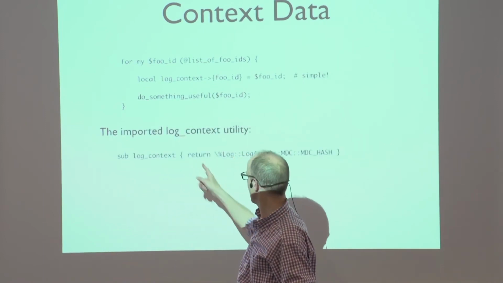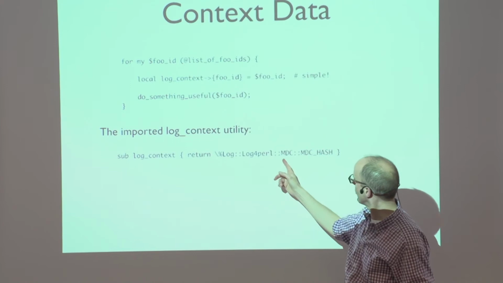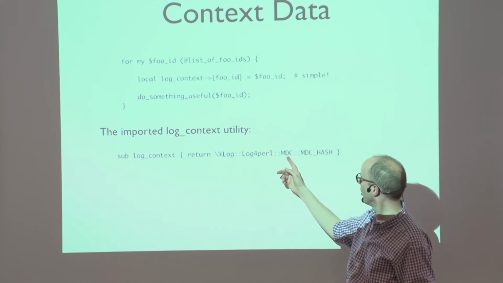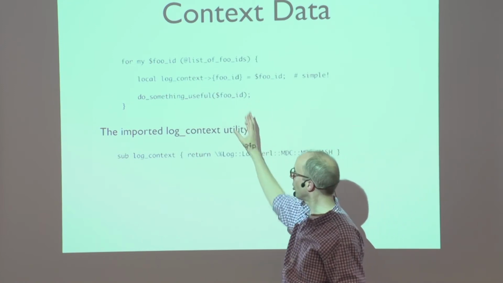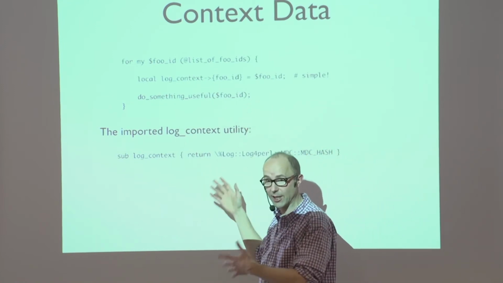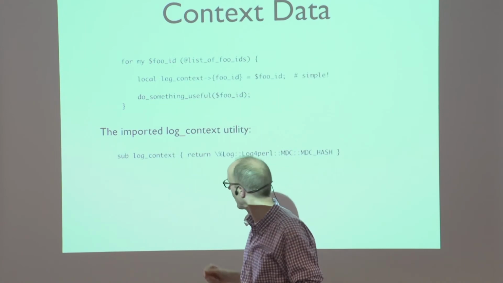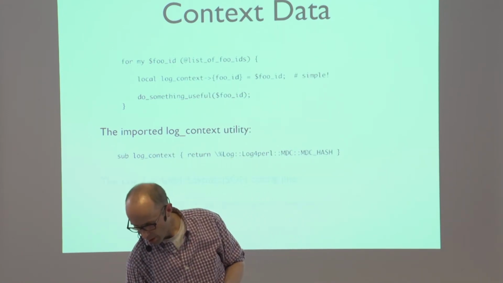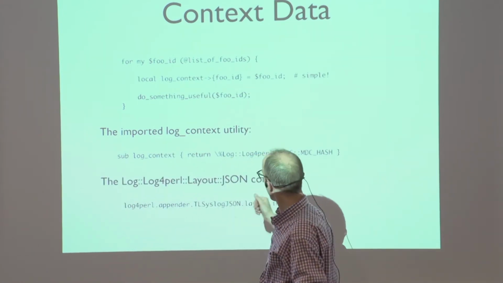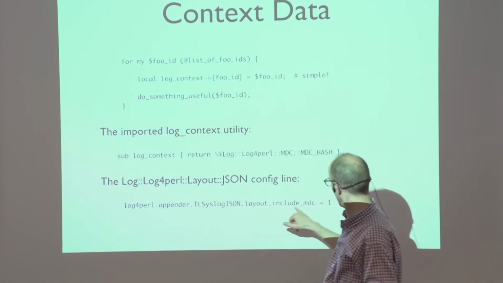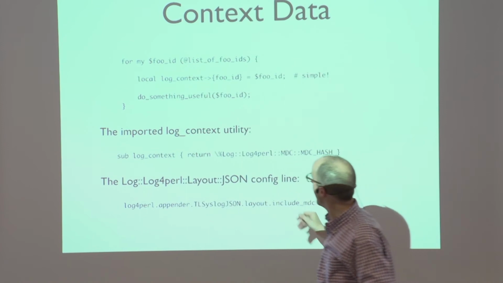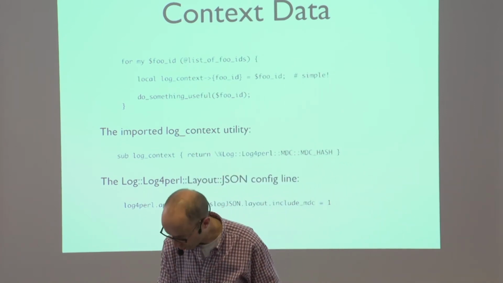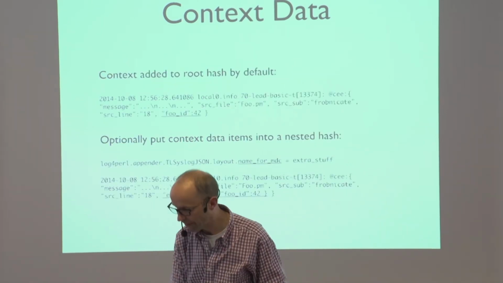Log context is not terribly complicated either. We use this thing, part of log4Perl, called MDC, which is just a hash. If you use some other logging system, you can do the same kind of thing. It's basically a reference to a hash, just one hash. And then in order to enable that in the JSON layout, you just include MDC. That's all you have to do. And now you can log all sorts of useful context information.